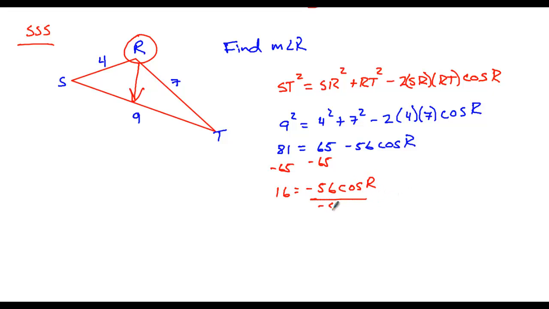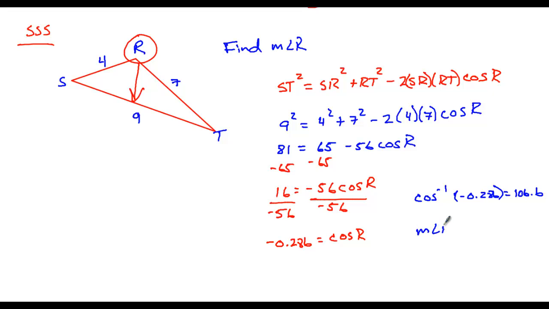I'm going to divide both sides by negative 56. 16 divided by negative 56 is negative 0.286, and that's equal to cosine of R. So to find R, I'm going to do cosine to the minus 1, the inverse cosine of negative 0.286. See what that equals. Type it on my calculator, and it equals 106.6. So that means the measure of angle R is 106.6 degrees. And that's approximately 106.6.